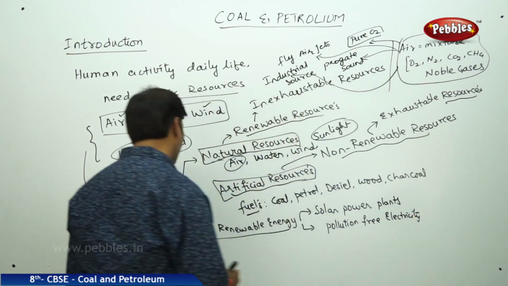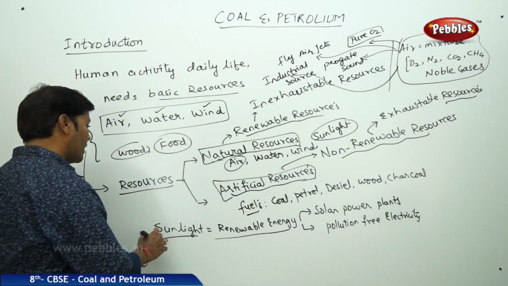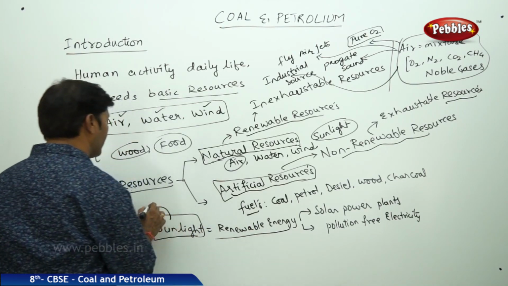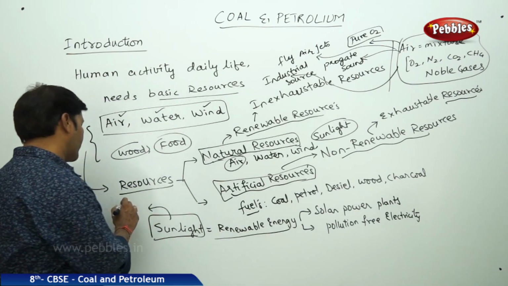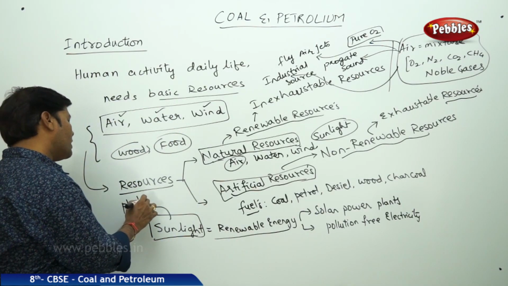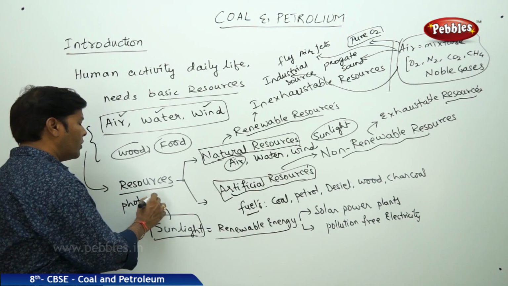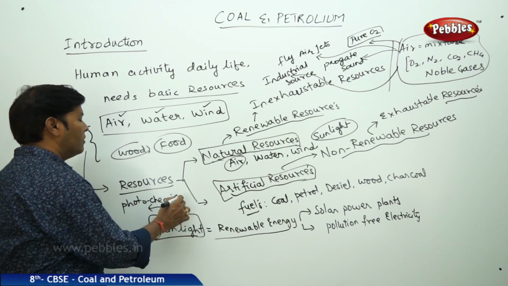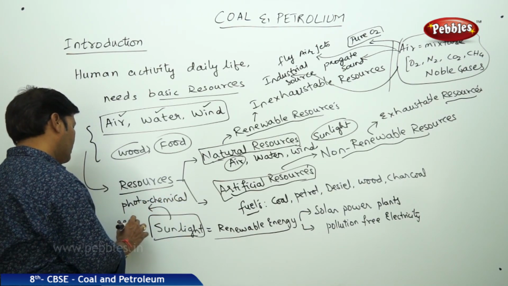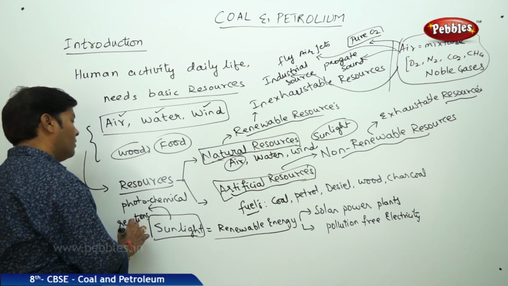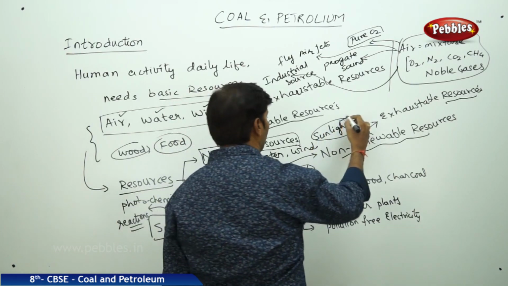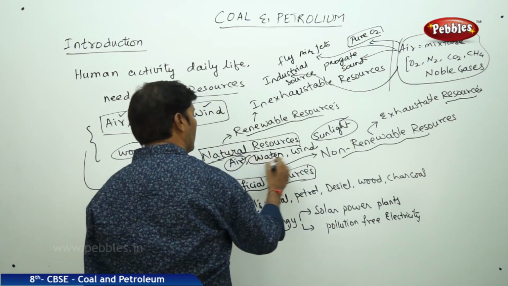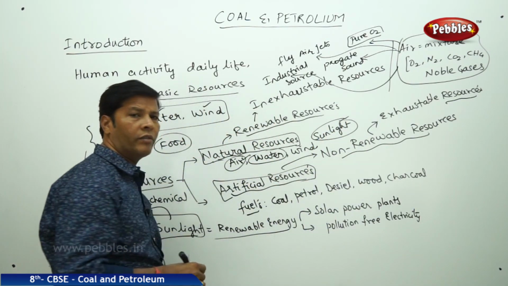In fact, in the language of chemistry, all those reactions which are carried out in the presence of sunlight are photochemical reactions. So it is an inexhaustible source of energy. In this way we can use the natural sources of energy, that is air and sunlight, and of course water also. It is used to carry out various activities.